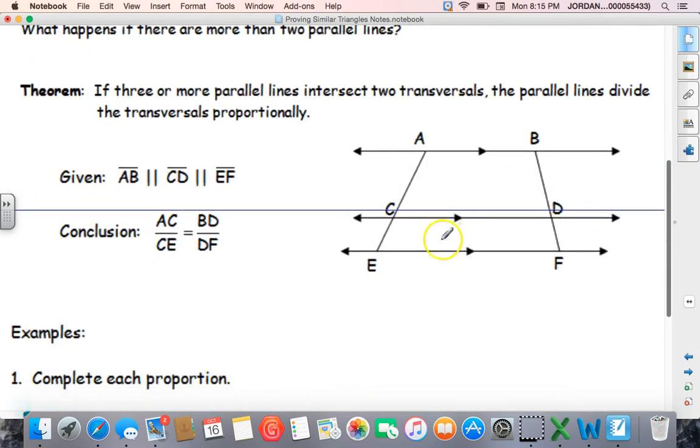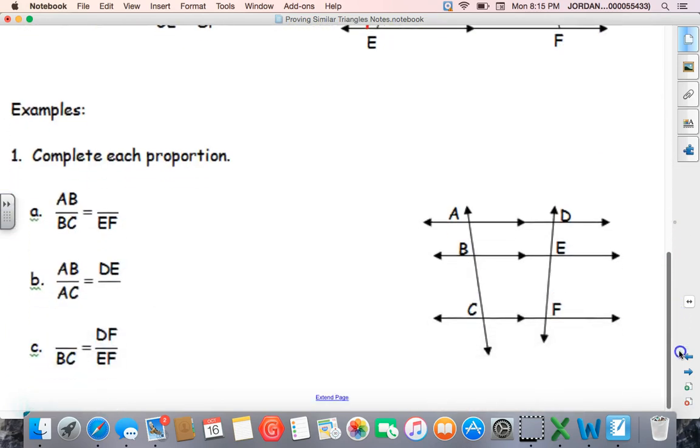But if there's more than two parallel lines, it still works. If you have three parallel lines, the same thing still applies. AC over CE is going to equal BD over DF. It doesn't have to necessarily be a triangle. Just having three parallel lines with two transversals will give you the same situation. So let's look at a couple of examples.